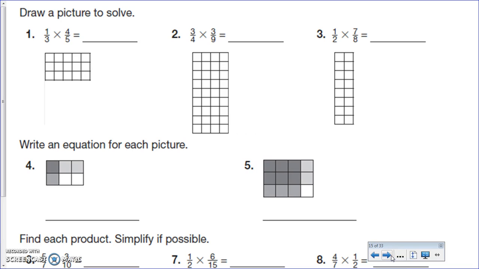For 1 through 3, we're going to draw a picture to solve, and you already have the grids there. You will need 2 different colors. You can use your pencil and another color, or 2 different colors. It's your choice. So for the first one, we have 1/3 times 4/5. So the first thing we need to do is we're going to shade in 1 of the 3 rows. Then I'm going to shade in 4 of my 5 columns.